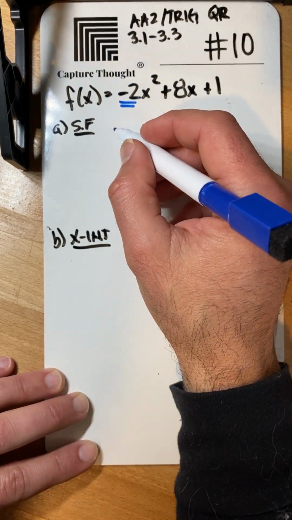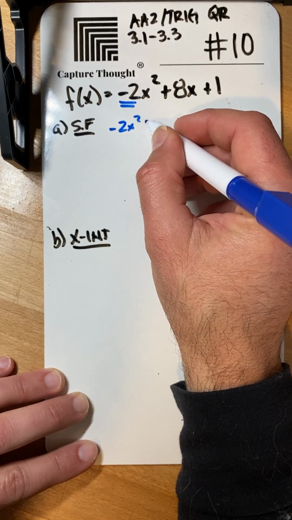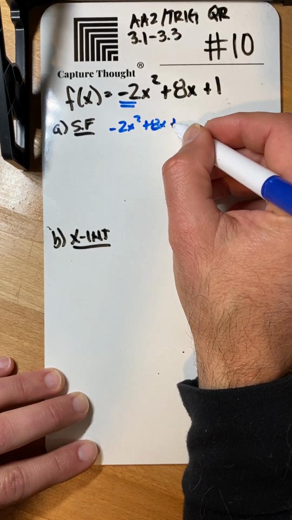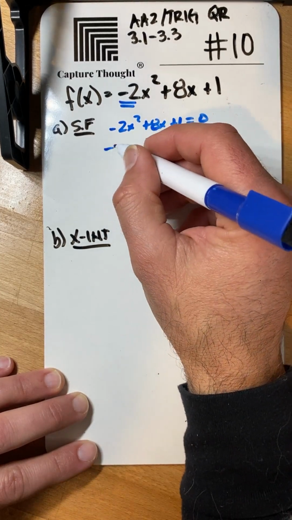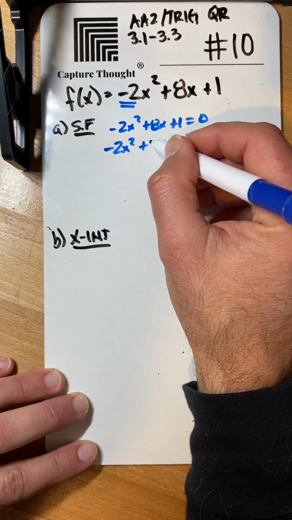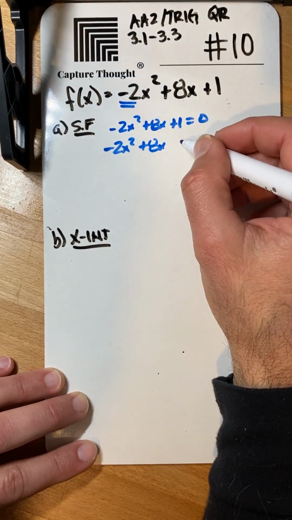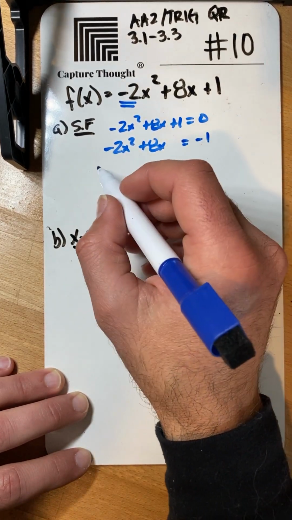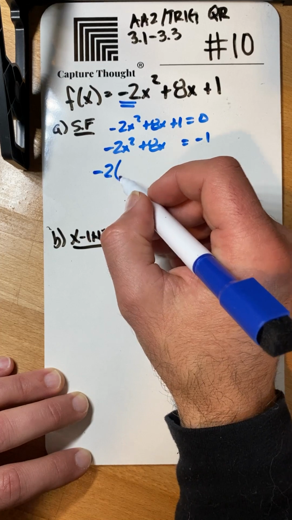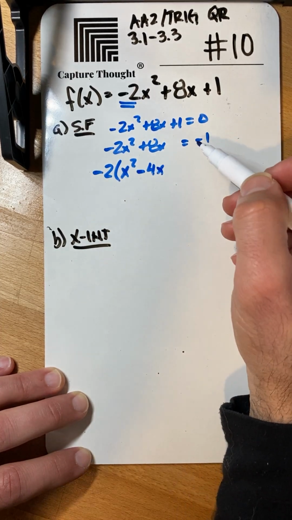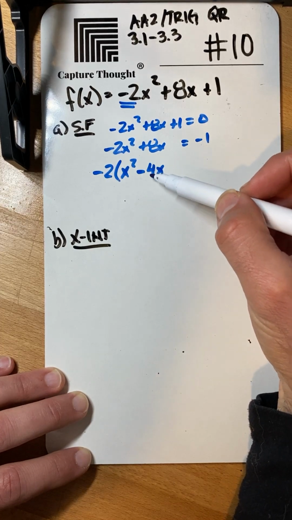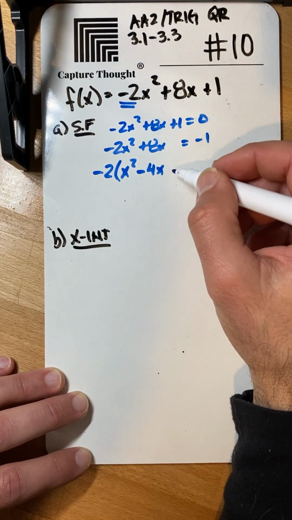So here's what I'm going to do first. I'm going to do negative 2x squared plus 8x plus 1 equals 0. So set this equal to 0 first. Move your constant over. So negative 2x squared plus 8x is equal to negative 1. Factor out a negative 2. That will leave you with x squared minus 4x. So be careful right there. Negative 2 times a negative 4x is a positive 8x.